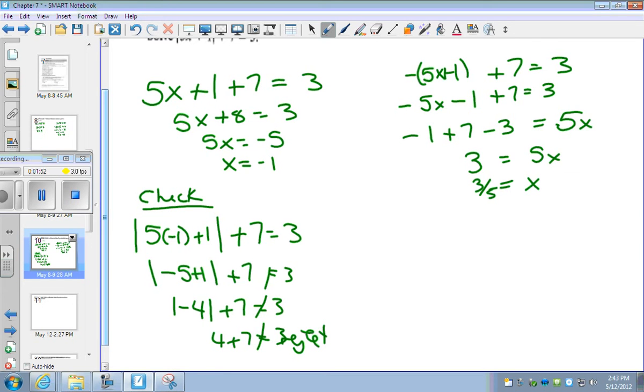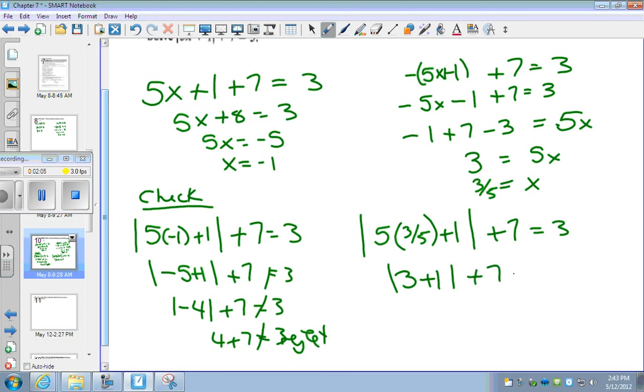So we need to check that as well. Does the absolute value of 5 times 3/5 plus 1, plus 7 equal 3? This just becomes 3 plus 1. The absolute value of 4 is going to be 4. That does not equal. Reject.